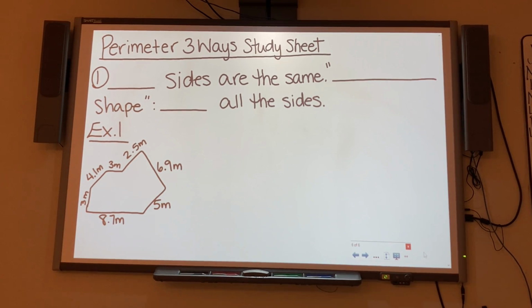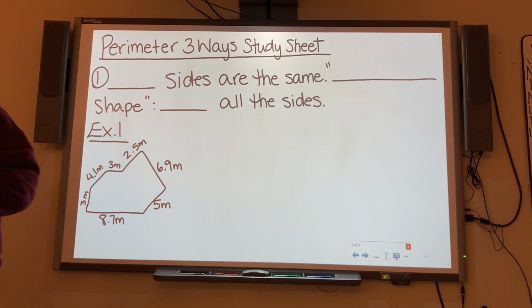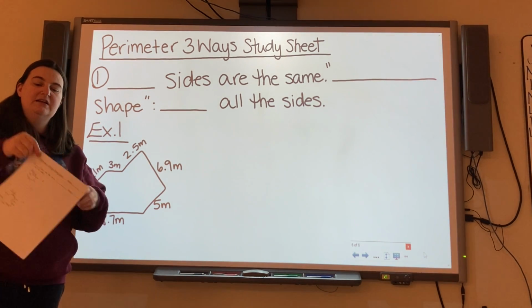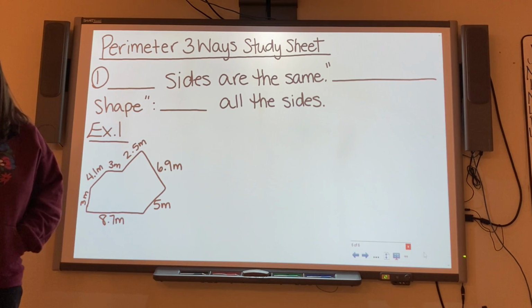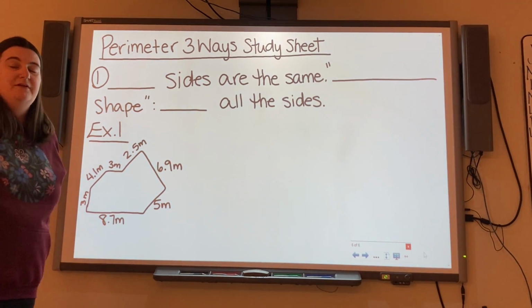Right, so you need your perimeter 3-ways study sheet. We have learned 3 different ways to find perimeter this week. So we're going to fill out part of the study sheet, and then of course the rest is for homework because you have a quiz tomorrow on all the different ways we found perimeter.